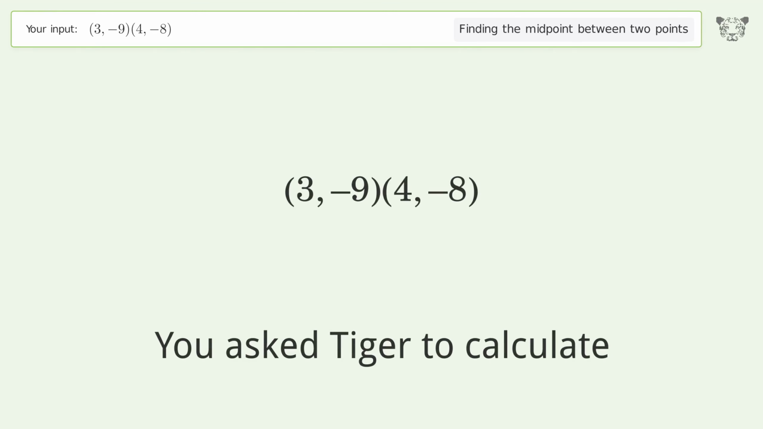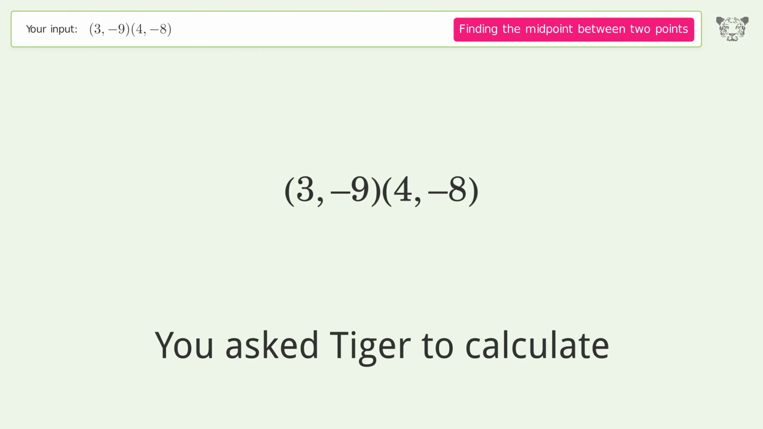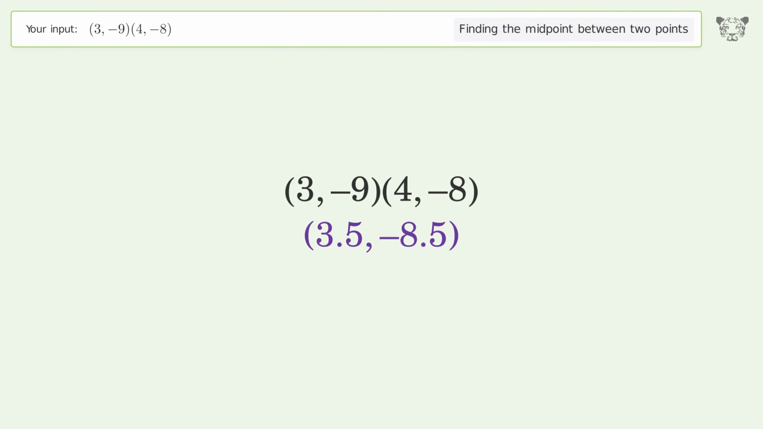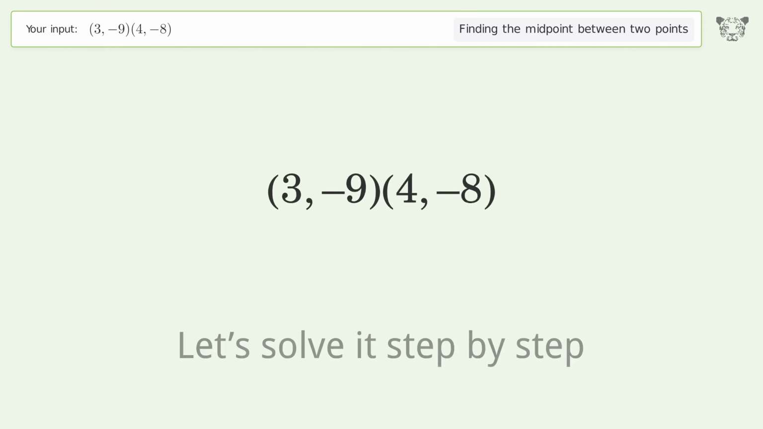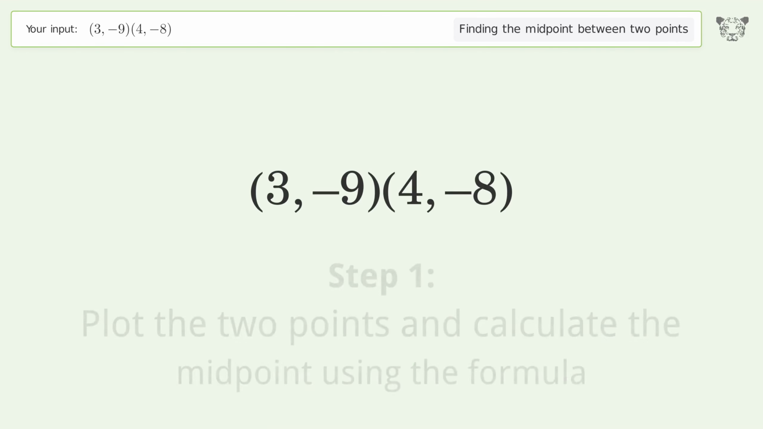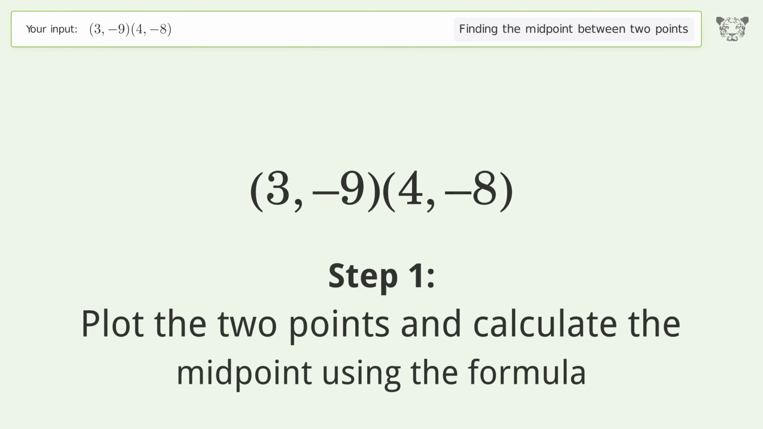You ask Tiger to calculate. This deals with finding the midpoint between 2 points. The midpoint between the 2 points is 3.5, negative 8.5. Let's solve it step by step. Plot the 2 points and calculate the midpoint using the formula.